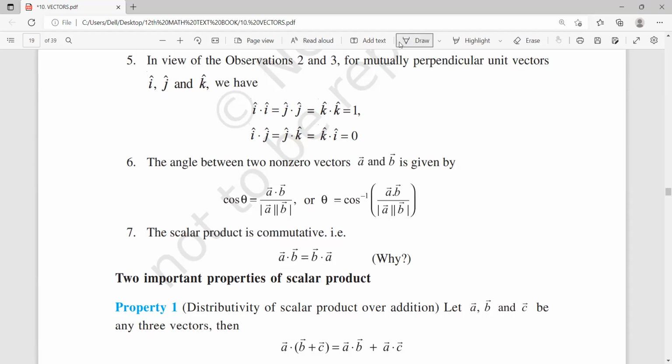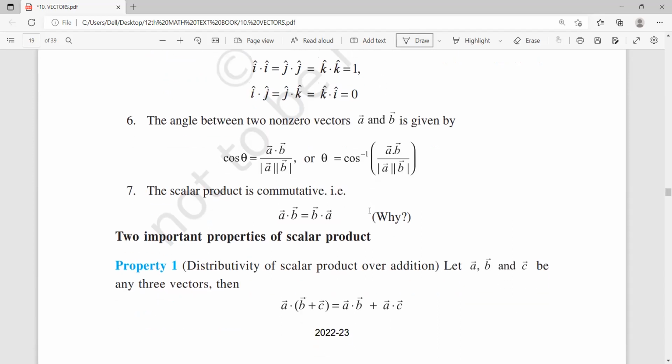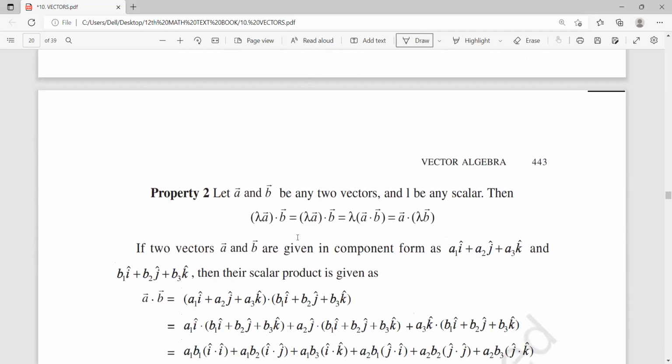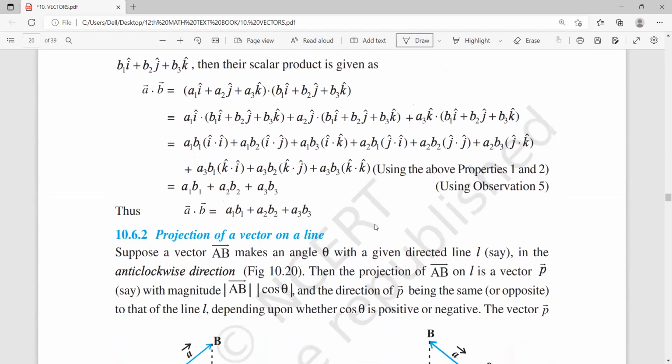So now, very important, we are going to see two important properties. What is that? Distributive: dot product can be distributed over addition. A dot (B plus C) is A dot B plus A dot C. Property 2: (lambda A) dot B is lambda, you can keep it aside, that's the meaning, lambda times (A dot B). Okay, that you can see.